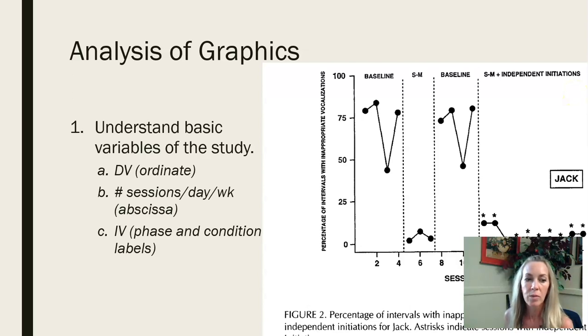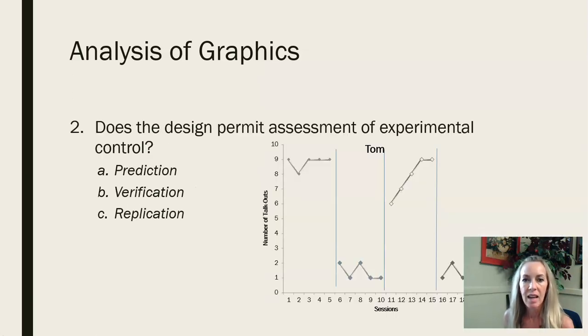Therefore, we know not only is the dependent variable the percentage of intervals with inappropriate vocalizations, but the independent variable was self-management, and on some occasions, independent initiation of self-management. Additionally, you have to ask yourself, does the design permit assessment of experimental control? Is there a functional relation here? So how do we evaluate experimental control?